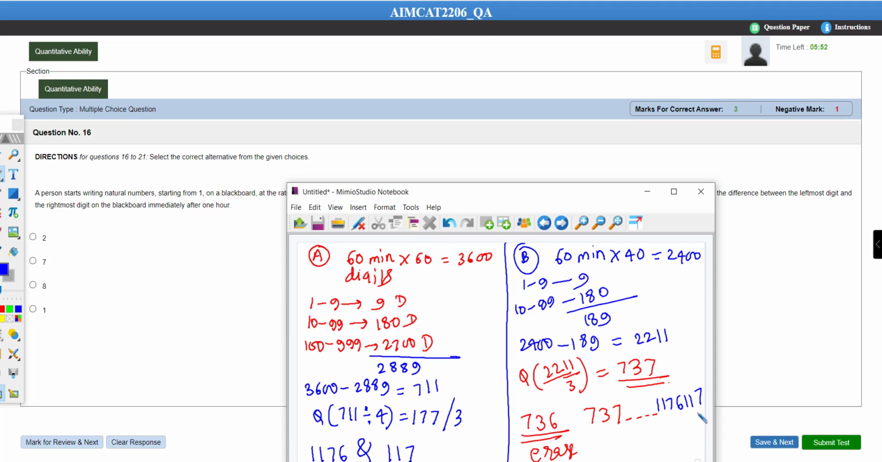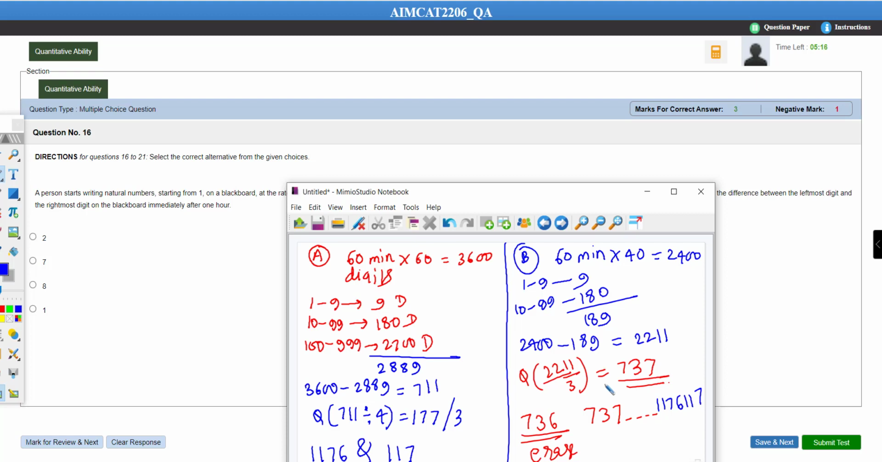Okay, yes. So now over here what we are supposed to find, 737 is the quotient, no? So starting from 100, the 737th number, 100 is included. Okay, 100 is included. Starting from 100, the 737th number means 837.